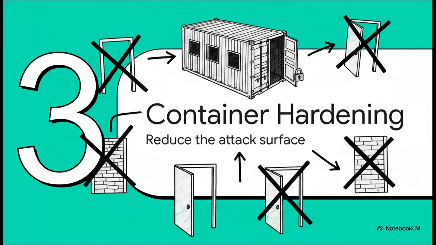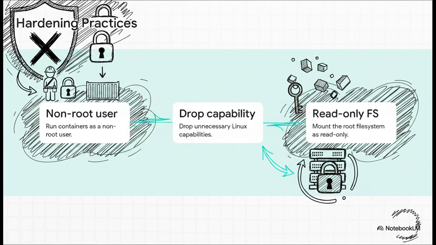Step 3, container hardening practices. Let's reduce that attack surface. Hardening is essentially the physical security practice of removing unnecessary doors and windows from your application. Because even trusted official images often run with some really risky defaults, like running as the root user. So we apply the principle of least privilege here.